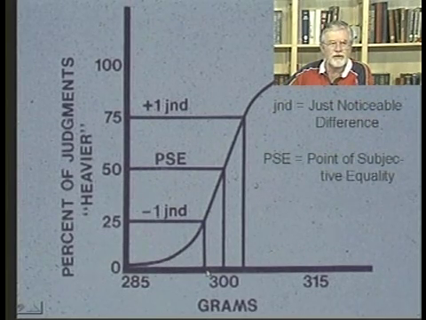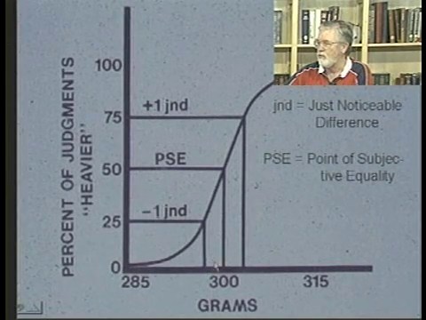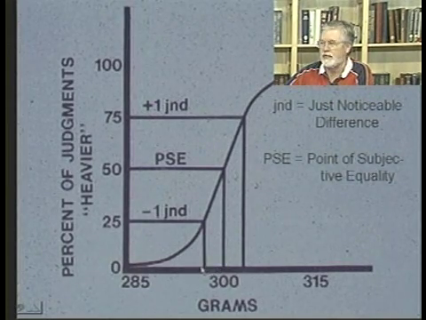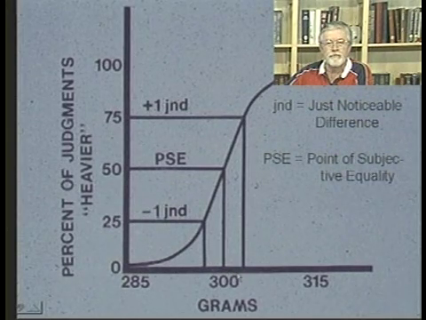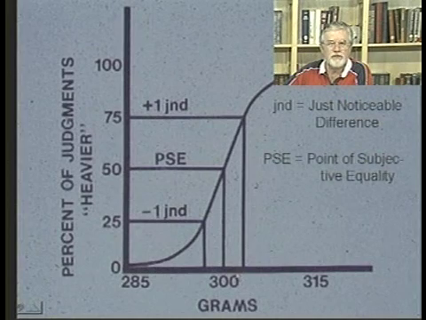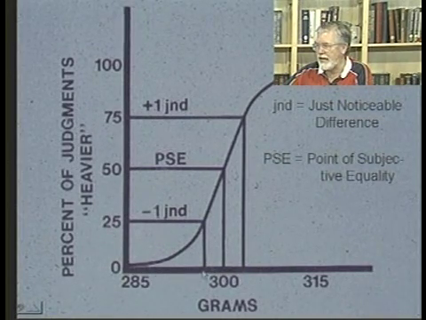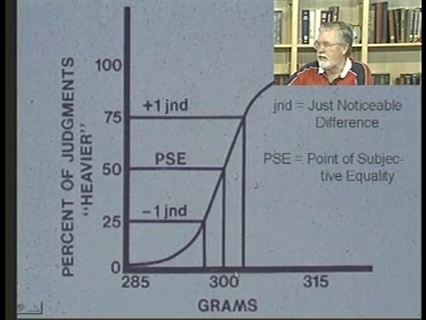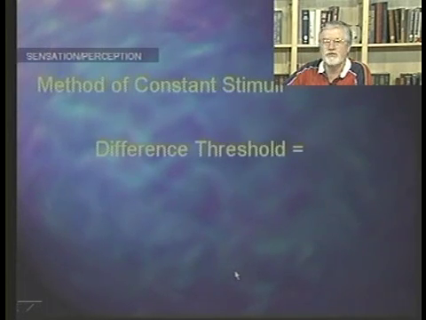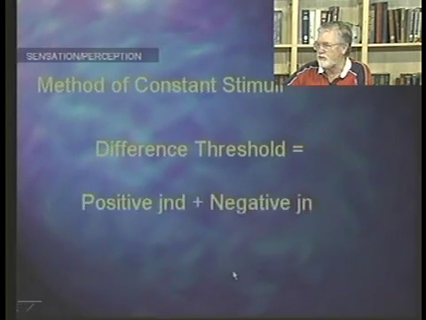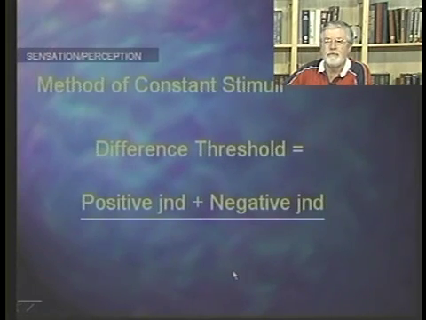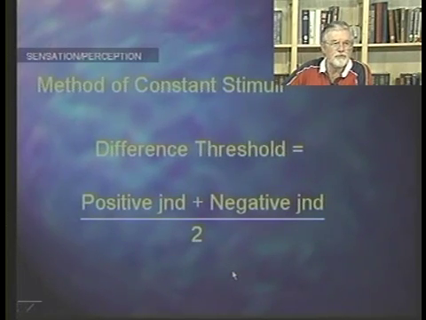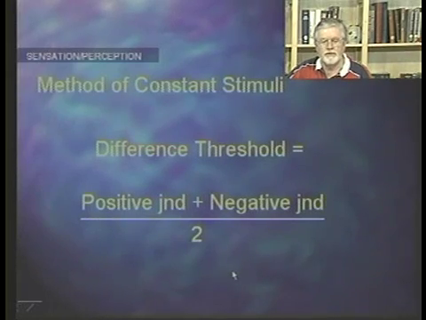So to determine the difference threshold, and this is where I kind of finished in a rush last time, what you do is add this distance, the negative JND, to the positive JND, and then divide it in half. So the difference threshold for 300 grams is the average of the negative plus the positive JND. Okay? And that's how we actually measure using the method of constant stimuli. The difference threshold then is simply the positive JND plus the negative JND divided by 2. And that's how you actually calculate a difference threshold. There are several other techniques that can be used, but that is the most straightforward one that we have.